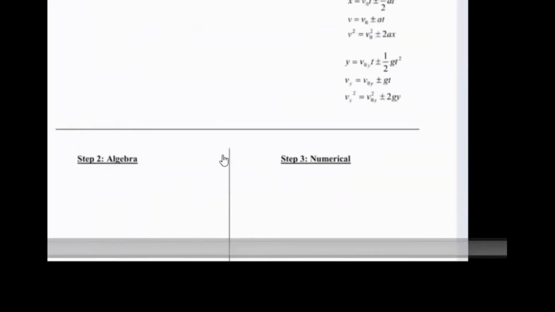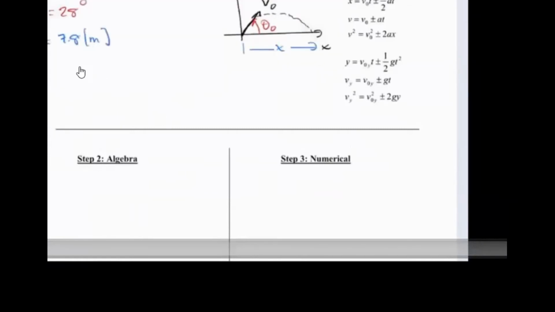This is the sort of stuff that you can expect to have on the test. This is going to be involved. So it's a long jump. Draw things out, just put them on a coordinate system. Initial velocity is what we're looking for in terms of meters per second, miles per hour. The initial angle is given, so it's going to be 28 degrees. Range of motion is 7.8 meters. So that's a 7.8 meter long jump.